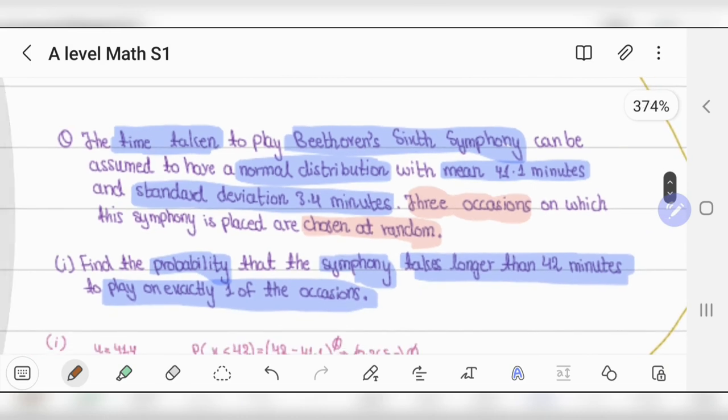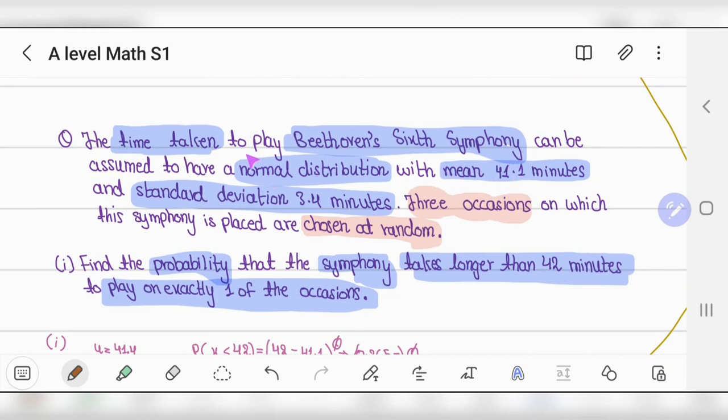Another question: the time taken to play Beethoven's 6th symphony can be assumed to have a normal distribution with mean 41.1 minutes, standard deviation 3.4 minutes. Three occasions on which the symphony is played are chosen at random.